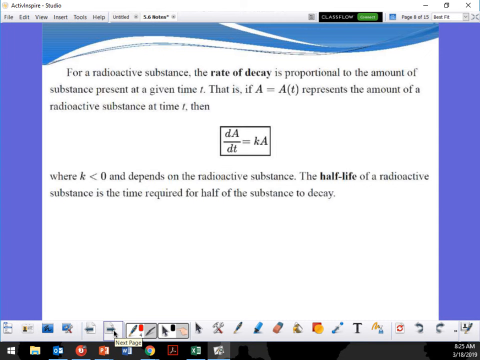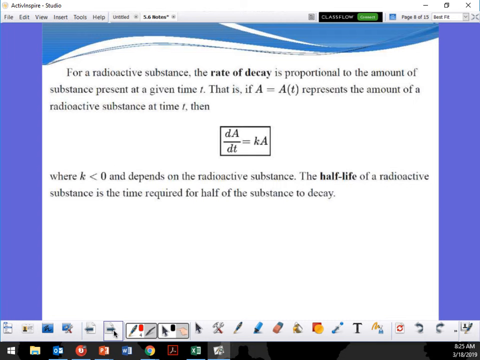Radioactive substance. The rate of decay is proportional to the amount of substance present at a given time. Radioactive, so K is less than 0, and it depends on the radioactive substance. Half-life is the time required for half of the substance to decay. So the half-life, that's an important thing. How much is it? Half, right?